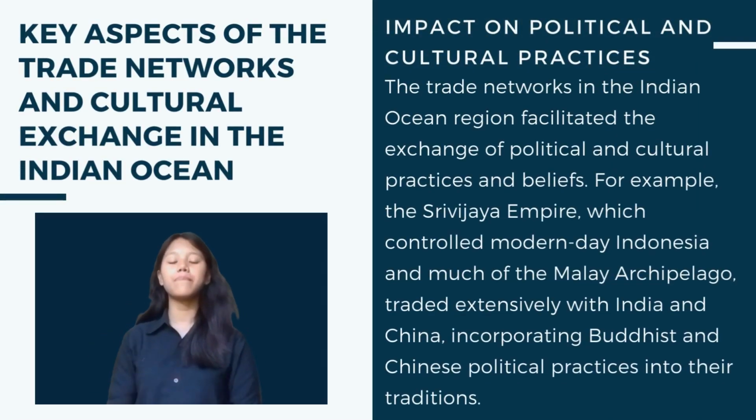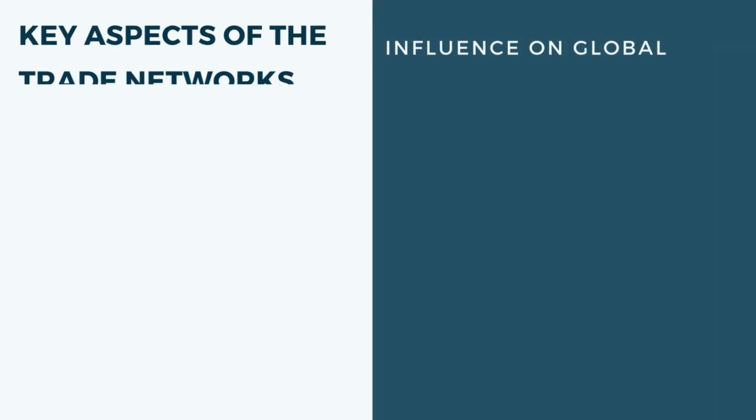The third one is the impact on political and cultural practices. The trade networks in the Indian Ocean region facilitated the exchange of political and cultural practices and beliefs. For example, the Srivijaya Empire, which controlled modern-day Indonesia and much of the Malay archipelago, traded extensively with India and China, incorporating Buddhist and Chinese political practices into their traditions.